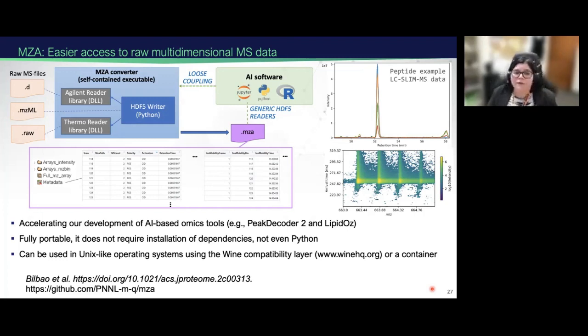EMSA has a self-contained conversion software that can be executed without any installation of the dependencies, not even Python. So it's very easy to convert the data, and then we can develop our software with Python or R and any other computational language. Here we have an example on the right, a visualization of raw signals for LC with SLIM ion mobility, another type of ion mobility developed here in our lab. We can basically represent it in the same way as the vendor software, but all based in Python code.